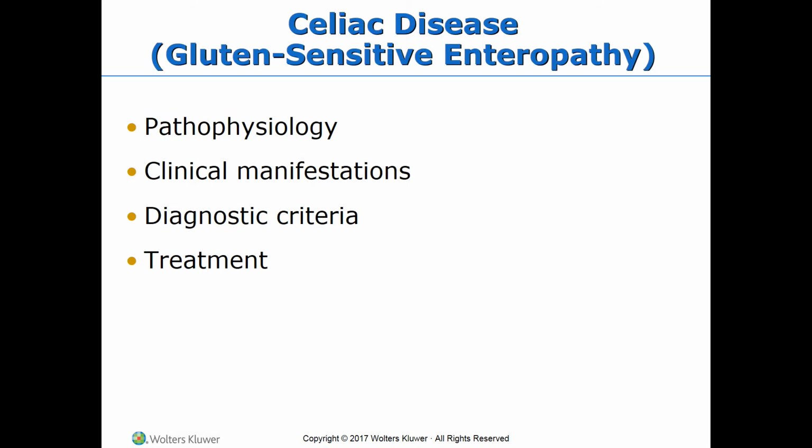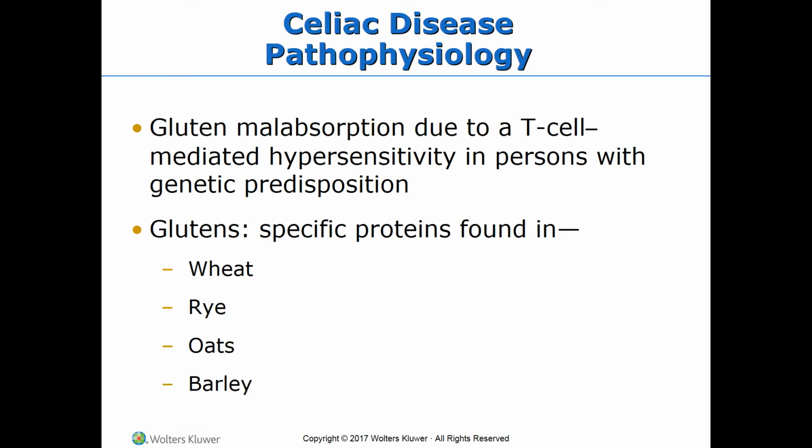Okay, now let's move into celiac disease, which is gluten sensitivity enteropathy. In celiac disease, you have malabsorption related to gluten. Gluten is a protein that is found in foods like wheat, rye, oats, and barley, and gluten contains a protein called gliadin. The person will have T cell mediated hypersensitivity against this gliadin. So the person cannot ingest gluten because they will have an allergic reaction.